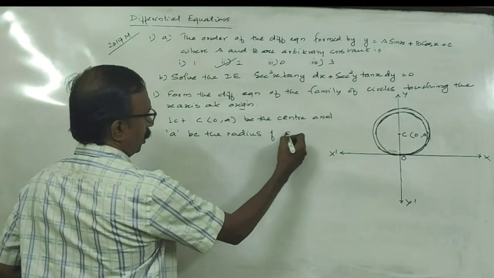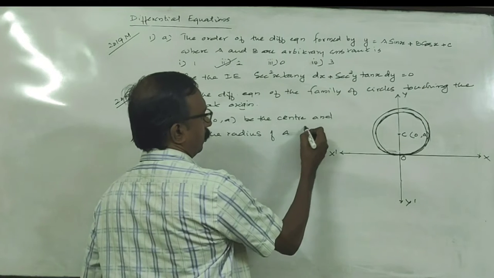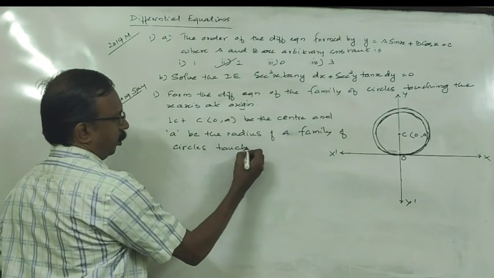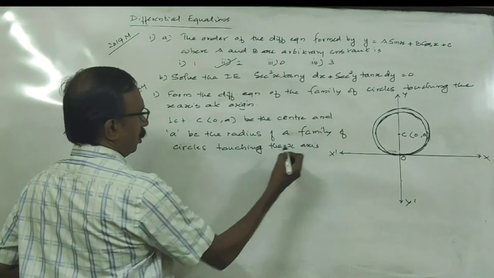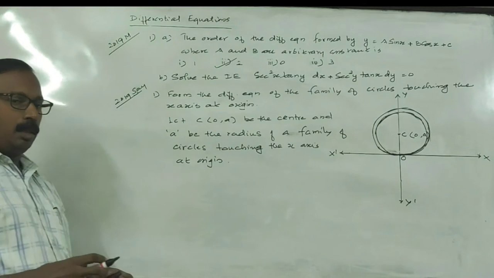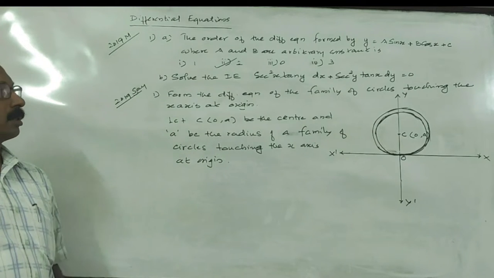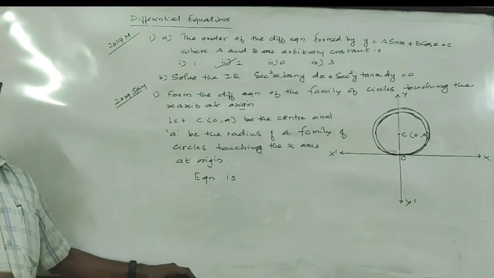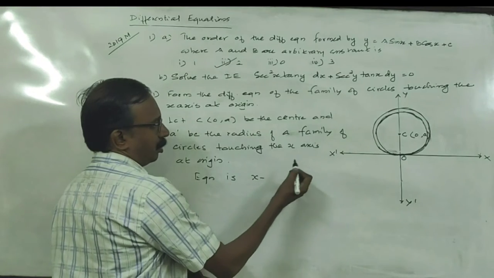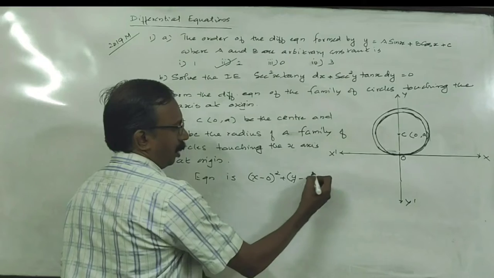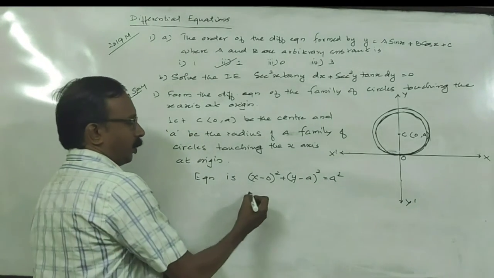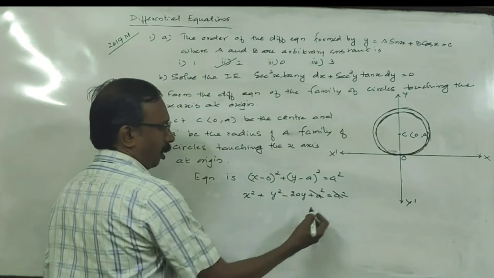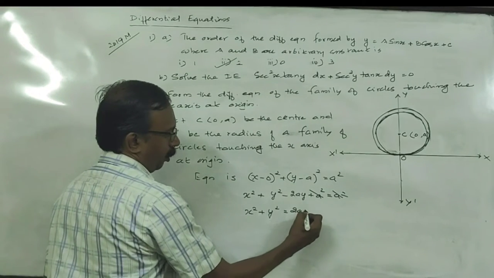Radius of a family of circles touching the x-axis at origin. Here we have to find the differential equation of the family of all circles touching the x-axis at origin, isn't it? The equation is (x minus h) the whole square plus (y minus k) the whole square is equal to r square. Here (x minus 0) the whole square plus (y minus a) the whole square is equal to a square, radius of the circle is a. So x square plus y square minus 2ay plus a square is equal to a square. So here we have x square plus y square is equal to 2ay, isn't it?